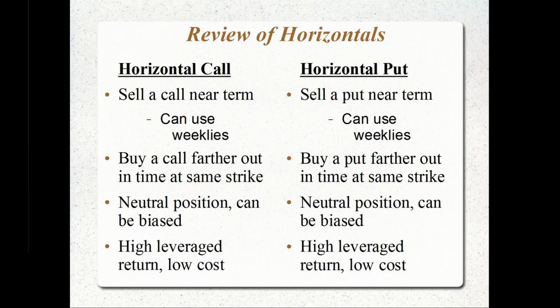the horizontal trade. Horizontal put is the same thing. We sell a near-term put, typically at, just out, or just in the money. Buy a further out option, maybe 2 months out, maybe 3 months out, maybe just 1 month out, at the same strike price. Again, neutral position. If you swing that same strike spread deeper in the money or deeper out of the money, you're going to be biased towards a market sentiment of bullish or bearish. Again, high leverage, low cost.